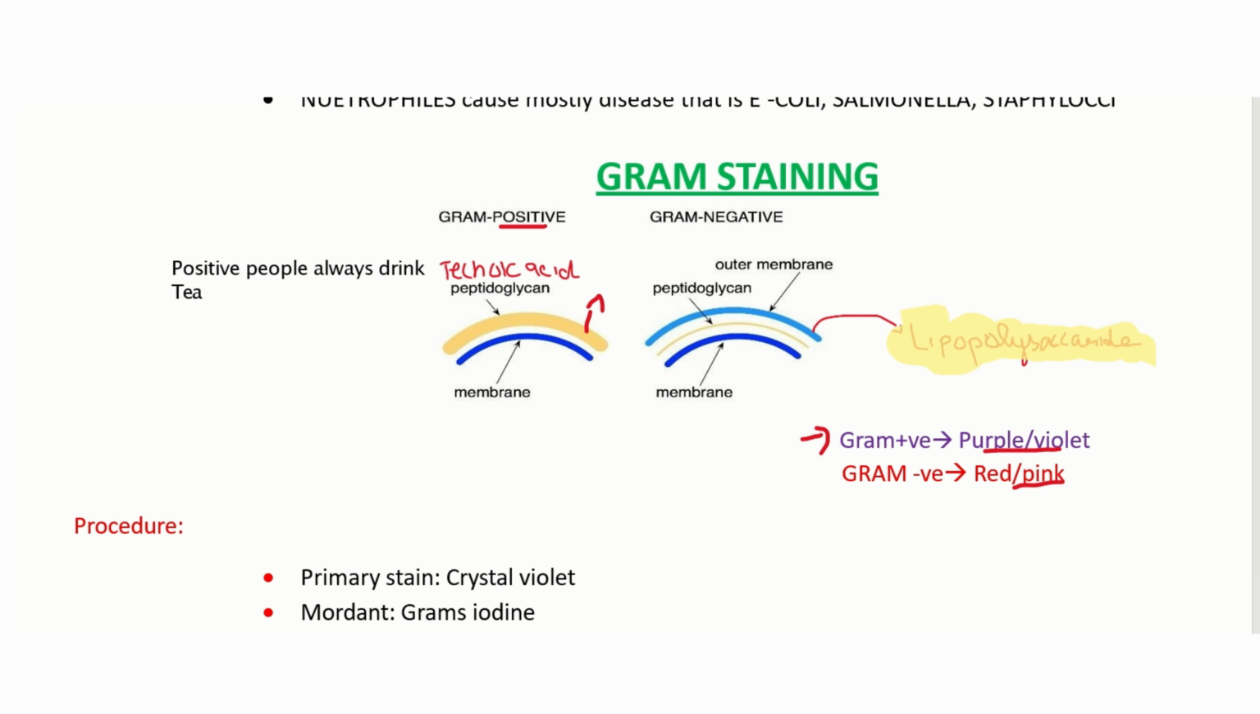Okay. The another one is teichoic acid. Teichoic acid is an important one in gram positive. You can remember it this way: positive people always drink tea. Tea for teichoic acid. So gram positive. Positive people always drink tea. Teichoic acid, tea. Okay.